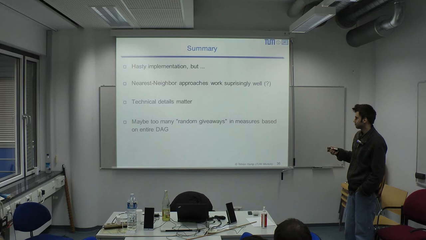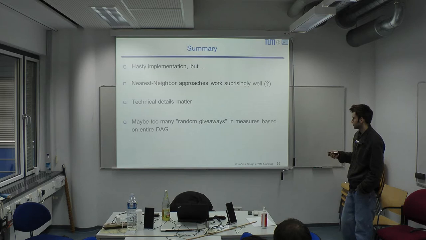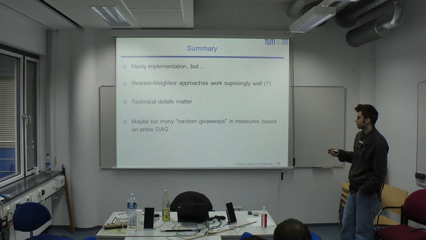And finally, the random predictor is actually quite good, almost too good. This may be either a problem of our methods, but could also be due to the measure that we were using.